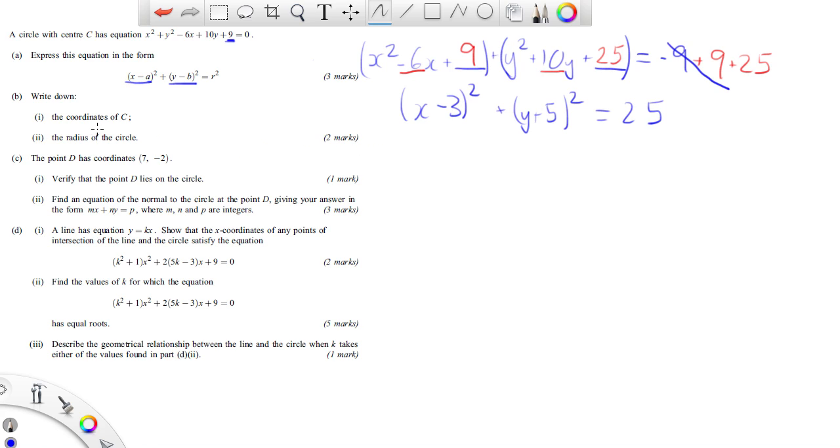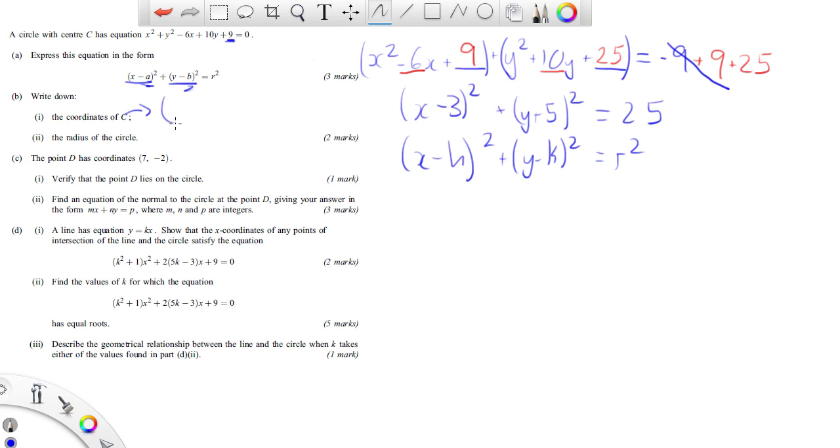For B, they wanted us to write down the coordinates of C and also find the radius. With a question like this, there's no computation involved apart from part A. All it's basically asking you is, do you understand what this equation means? Remember, the equation of any circle is x minus h squared plus y minus k squared is equal to r squared. Of course, here they have a and b. Same deal. This h and k, this a and b, that's the center of the circle.